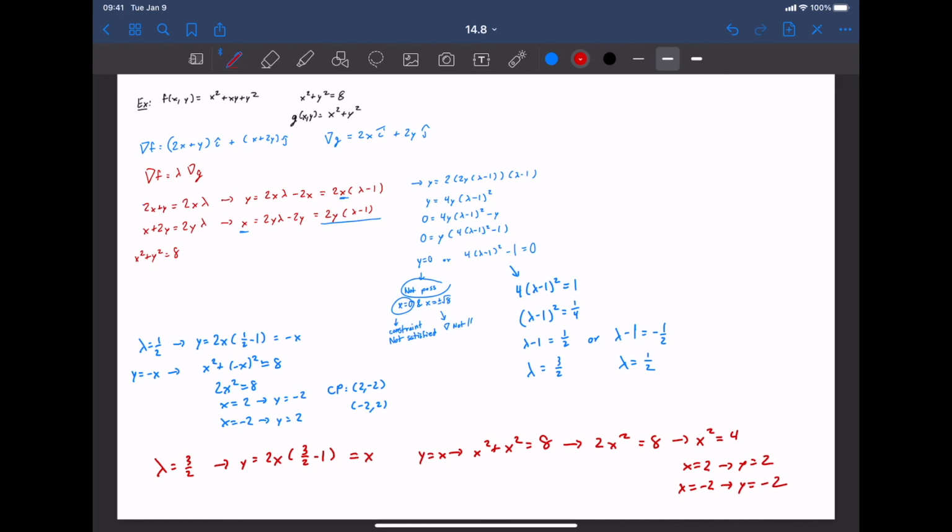So we have 4 critical points: (2, 2), (2, −2), (−2, 2), and both negative. What does that give us for the f values? I'm just going to be lazy here, just stick f's in front of these all. f(2, 2) is 12. f(2, −2) is 4. f(−2, 2) is also 4. And f(−2, −2) is also 12. So these are the maxes, and we have that max occurring twice. And we have a min occurring twice.